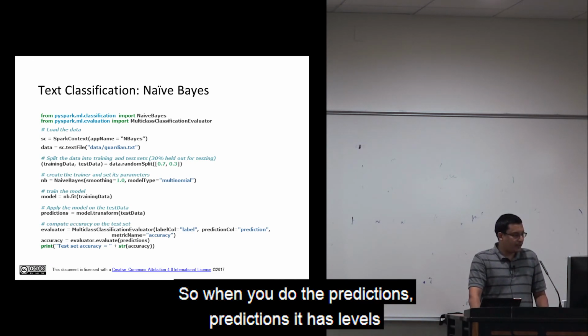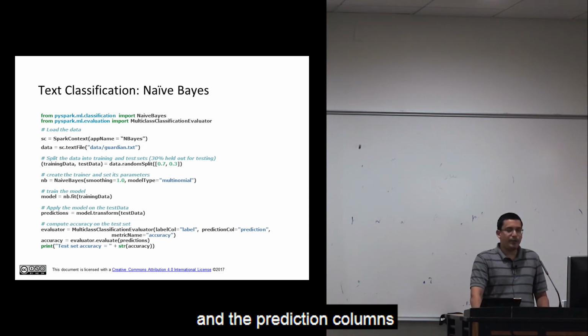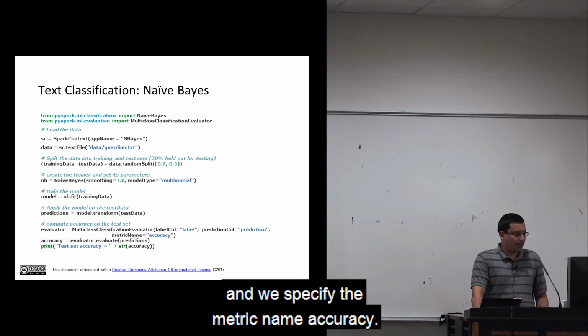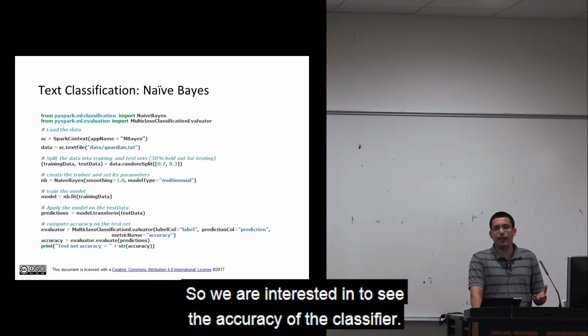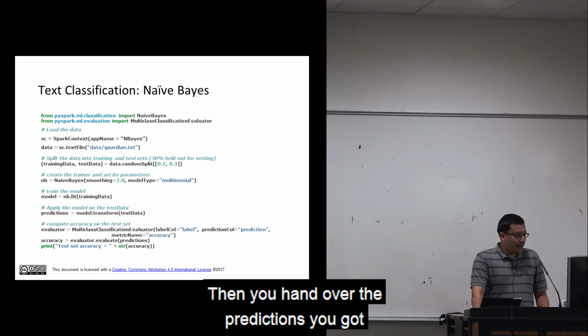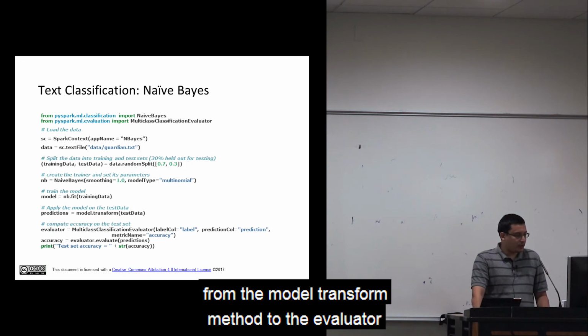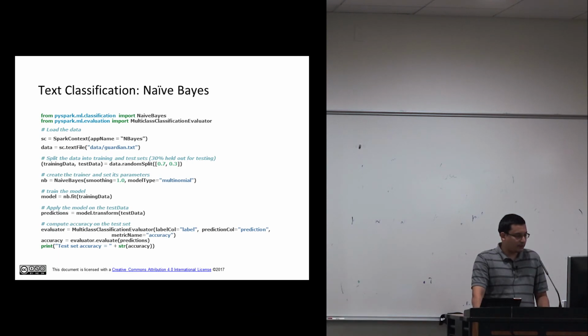So, when you do the predictions, it has the label and prediction columns, and we specify the metric name accuracy. So, you are interested in seeing the accuracy of the classifier. Then you hand over the predictions you got from the model transform method to the evaluator and it can give you the accuracy.